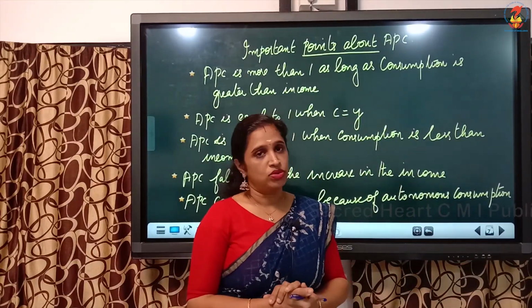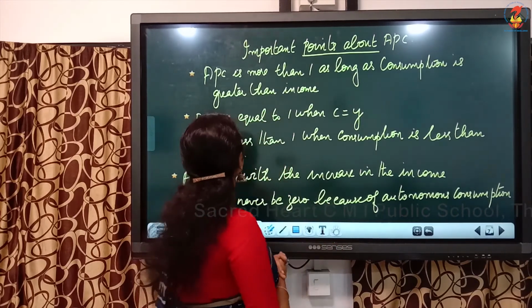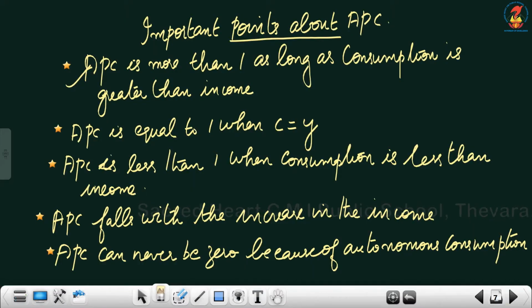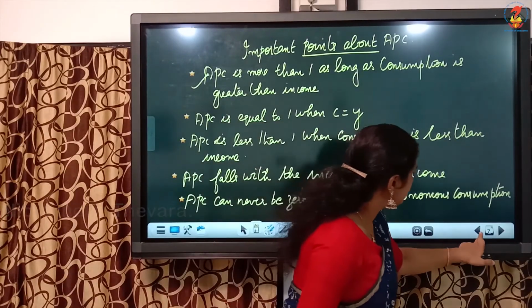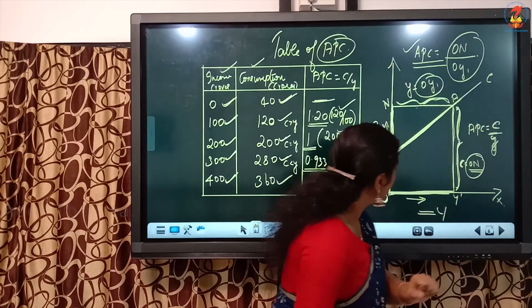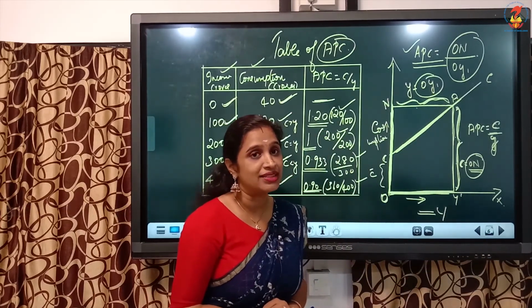Now, important points about average propensity to consume. Now, first point is APC is more than 1 as long as consumption is greater than income. When consumption is greater than income, APC is more than 1. Let us see whether that statement is correct. APC is more than 1 as long as consumption is greater than income.